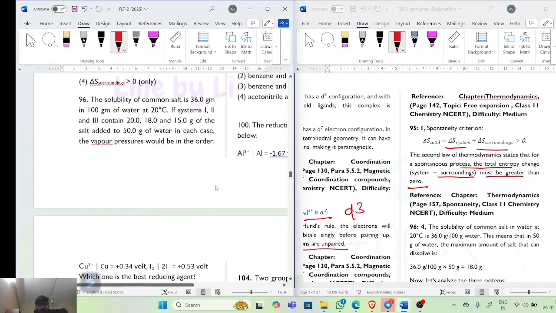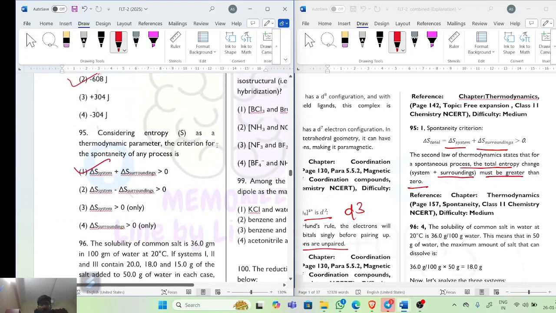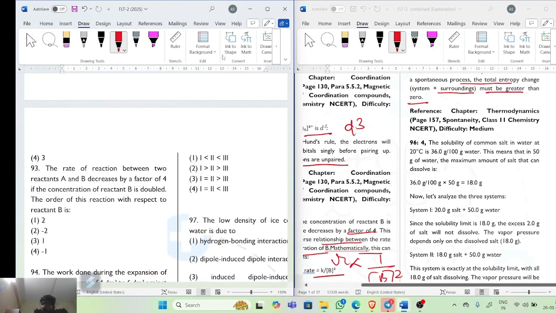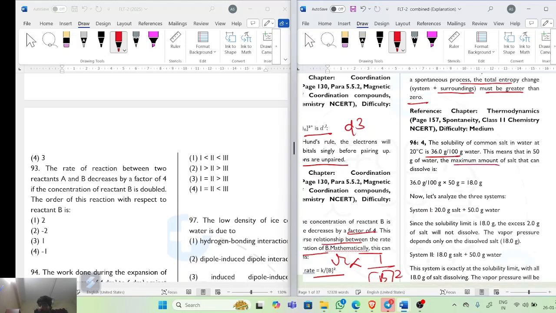Now comes question number 96. The solubility of a common salt is 36 gram in 100 gram of water at 20 degrees Celsius. If systems 1, 2, 3 contain 20, 18 and 15 gram of salt added to 50 gram of water in each case, the vapor pressure should be in order. So the solubility of common salt in water at 20 degrees is 36 gram per 100 gram of water. This means for 50 gram of water, the maximum amount of salt that can dissolve is 18 gram. Now analyze the three systems.